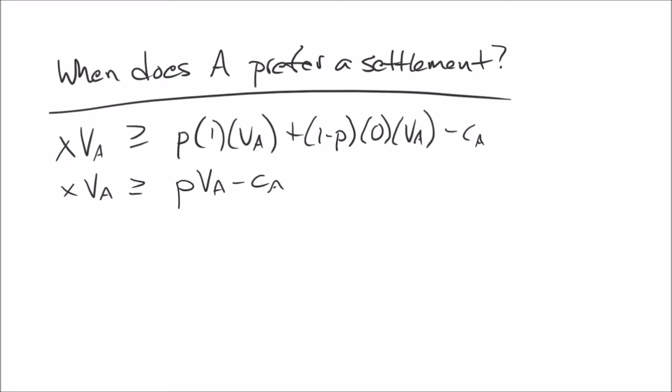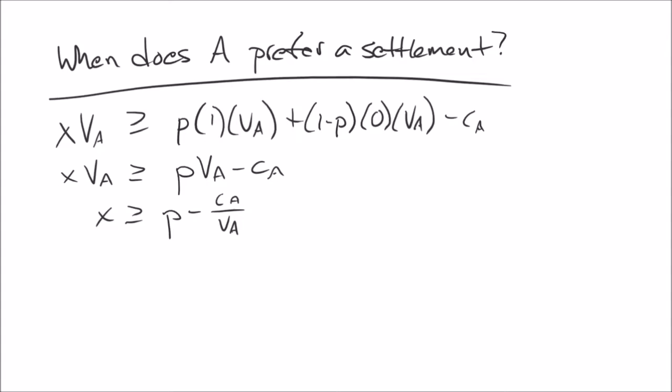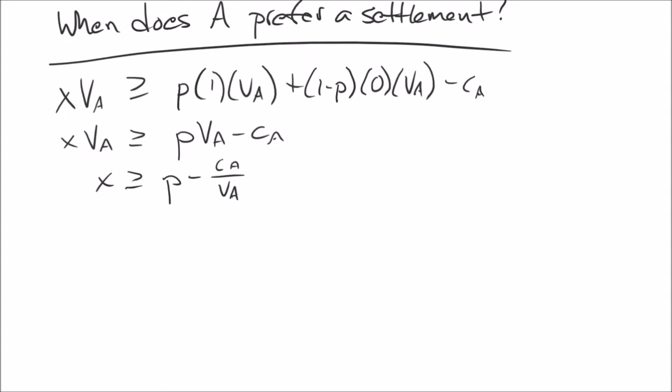And if we're thinking about the actual settlement, the settlement itself is X. So if we're trying to figure out what settlements are going to work for both parties, we should be finishing this inequality in terms of X. So we need to divide everything by VA. And if we do that, we get X has to be greater than or equal to P minus CA divided by VA. Okay, good. Well, we can do the same thing for the other player, state B.